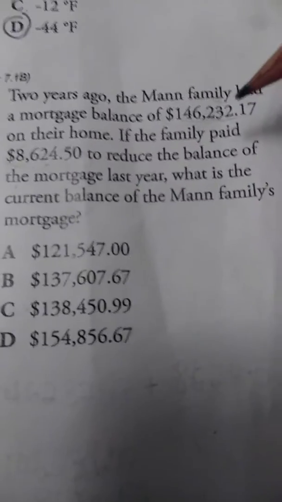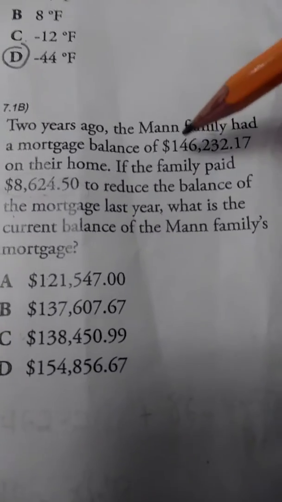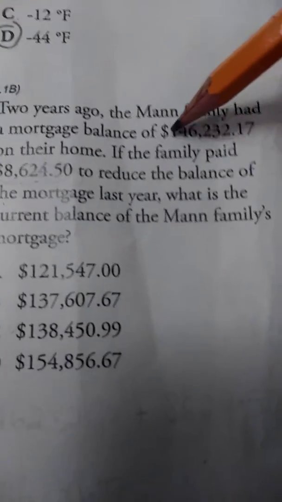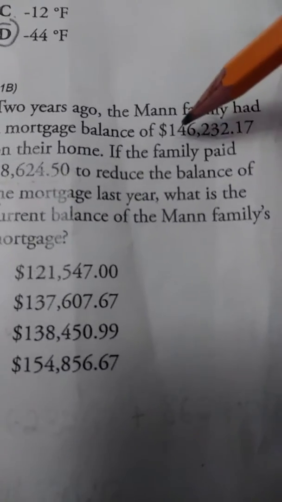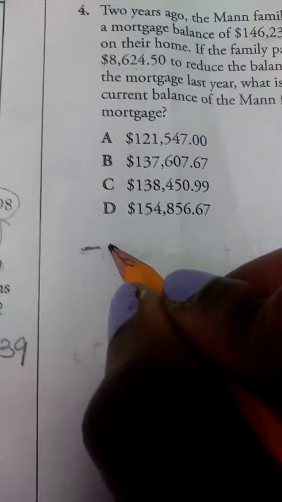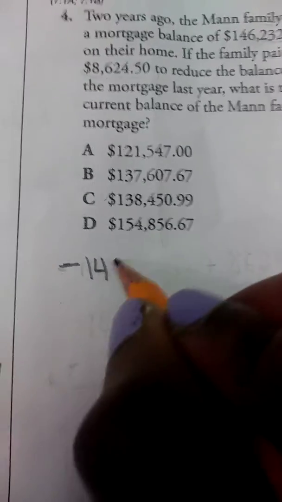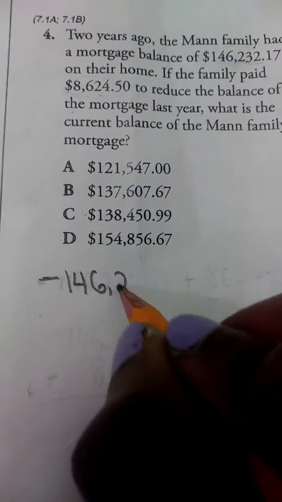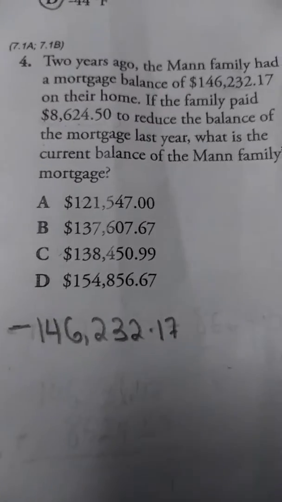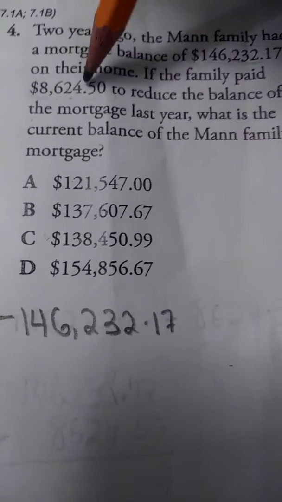So if they have a balance, if they loaned that amount of money and they have a balance, that means they're in debt. That means they owe this money. So this is going to be represented as a negative integer. So it's going to be negative $146,232.17.